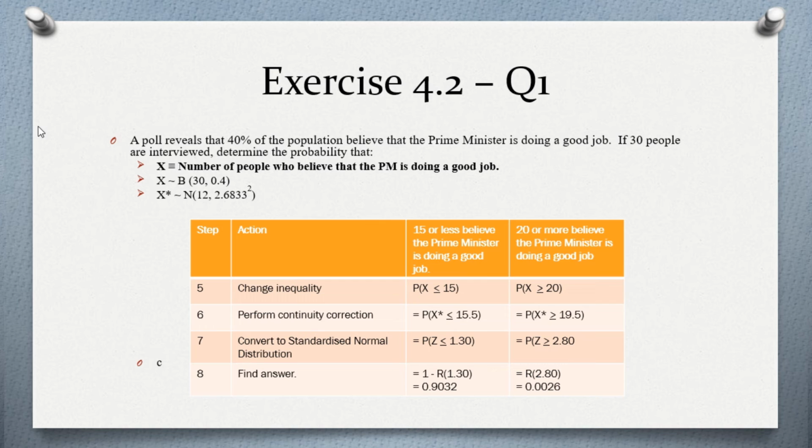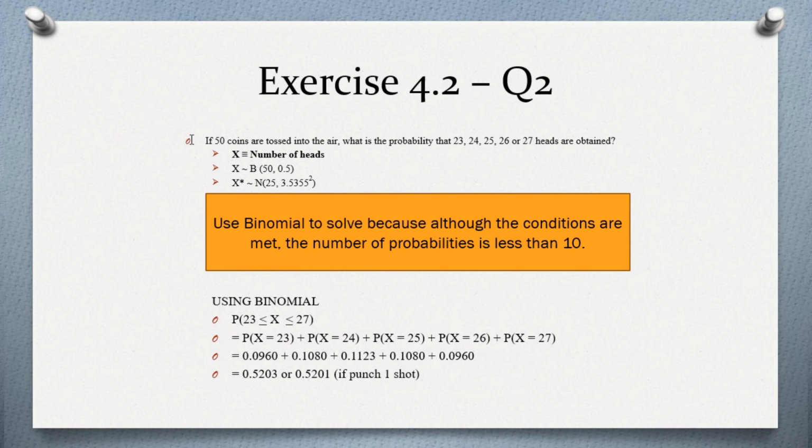Very repetitive actually, it's the same thing. This is originally a binomial distribution. You write the original distribution, change it to normal, then you see 15 or less, then plus minus, 20 or more you minus, so you change it to z-score and find the probability. All right, same goes to this.